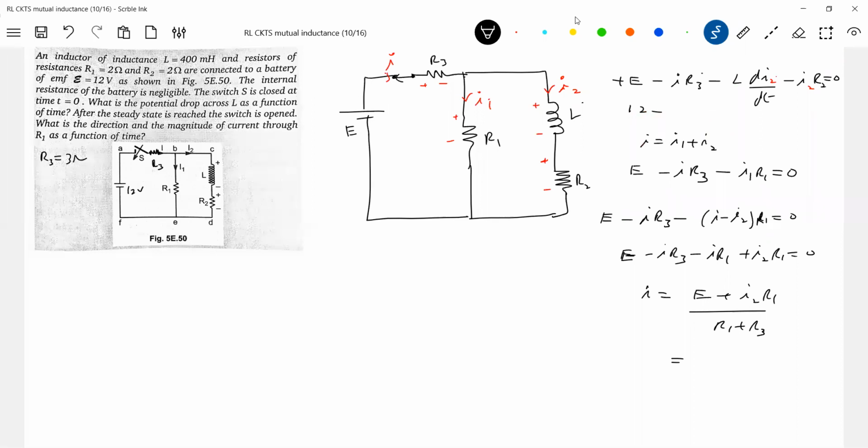Let me substitute the values. It becomes lengthy. This will be 3I, self-inductance, let me write L only, di2 by dt. R2 value 2 ohm, so 2 I2 equals 0. That's the one equation. So now solving this, E is how much? E is 12 plus I2 R1, R1 is 2, so 2 I2 by R1 plus R3, 2 plus 3, 5. So I is 12 by 5.